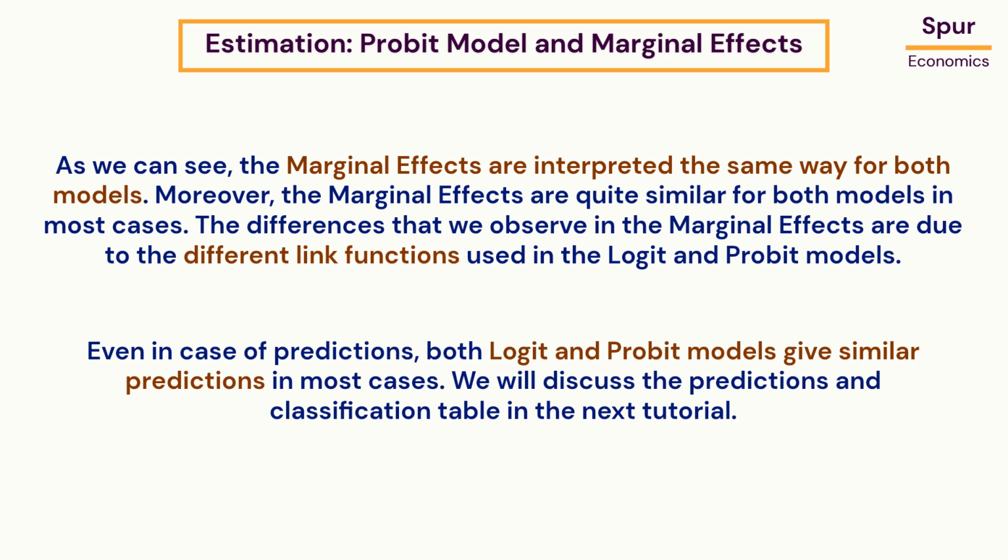Moreover, the marginal effects are quite similar for both models in most cases. The differences that we observe in the marginal effects are due to the different link functions used in the Logit and Probit models. Even in case of predictions, both Logit and Probit models give similar predictions in most cases. We will discuss the predictions and classification table in the next tutorial.